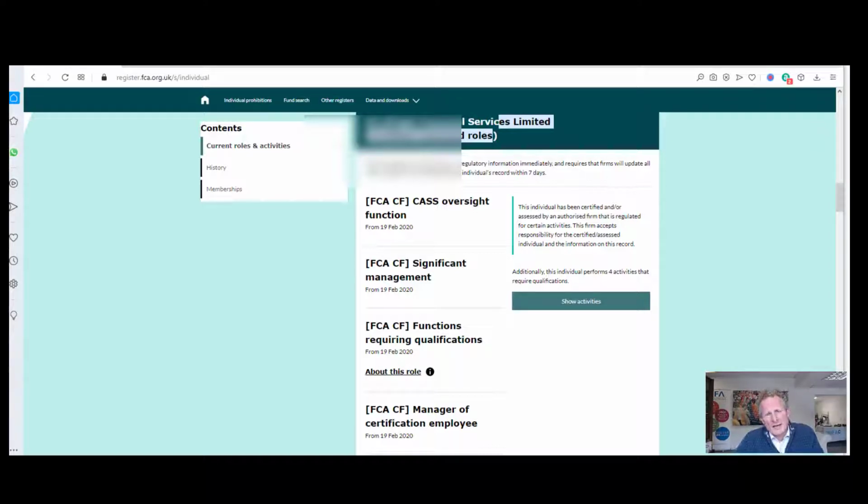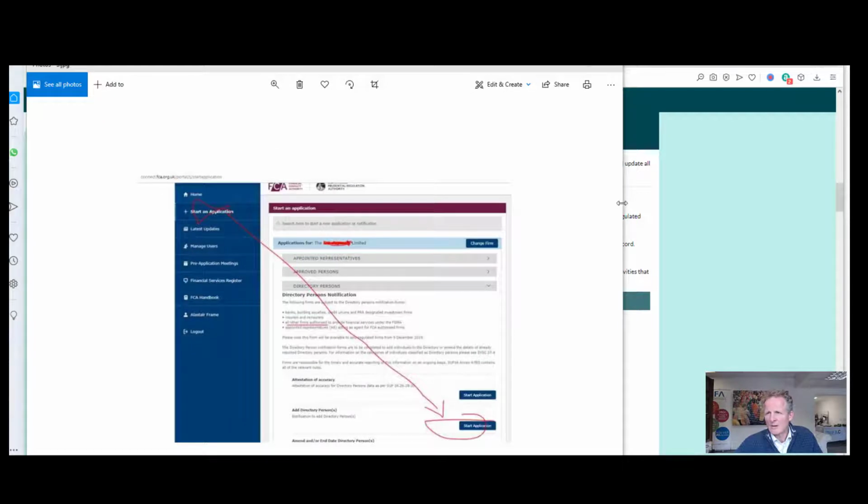And the people who are picking this up are professional bodies and counterparties, providers and lenders. And once again, this is the real place where regulation takes effect, is in counterparty activities. So you need to get this right. So the first place to go is on the Connect system. You start an application and you go to Directory Persons. There, Directory Persons, and start an application.